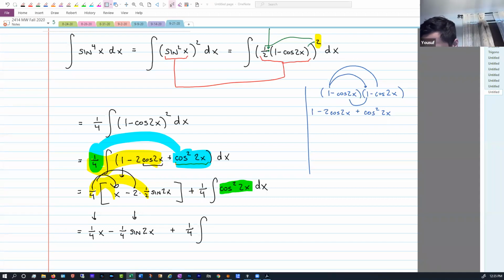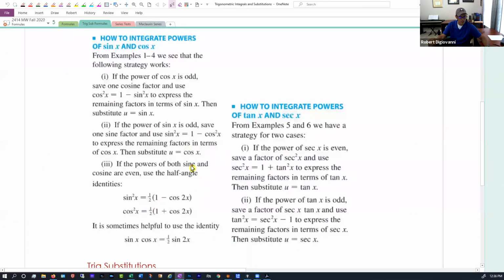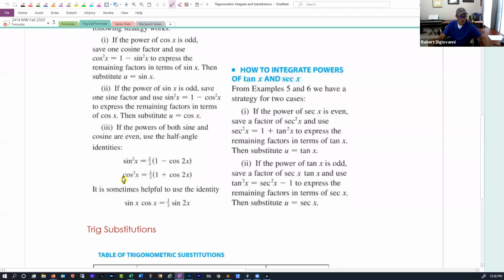Would it be 1/2 times 1 minus sine 2x? Cosine. Hold on. Where are you getting it? So we're using the power reducing formula for cosine. Let's go back and look at it. Cosine squared of something is 1/2 times 1 plus cosine of 2 times that something, right?